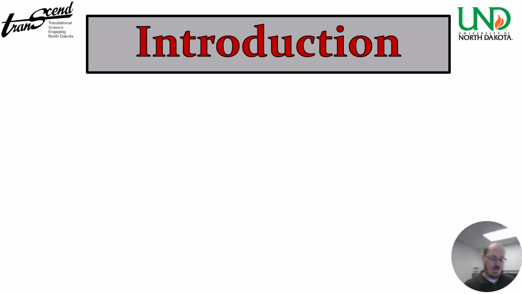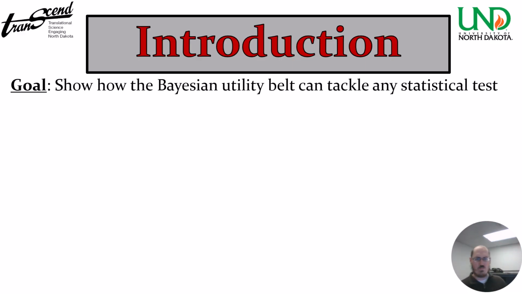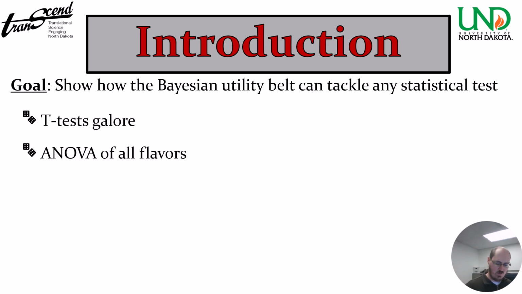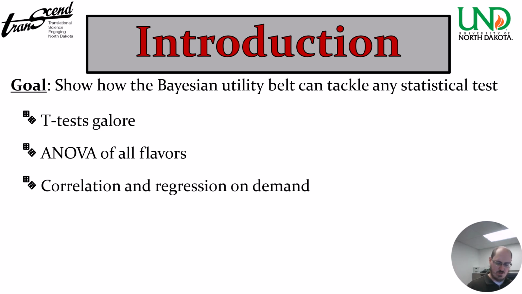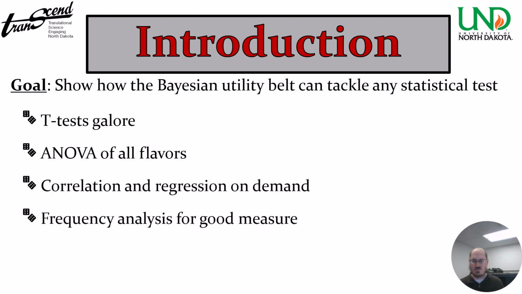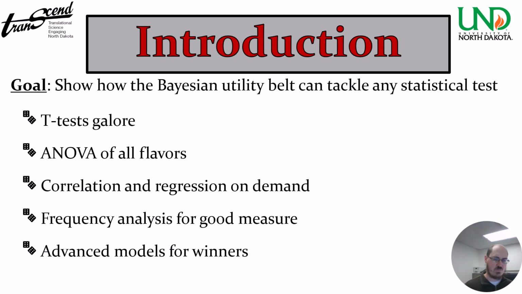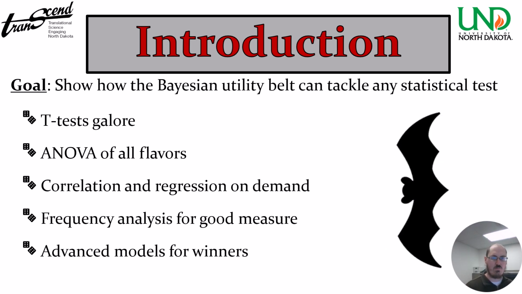The goal of this module is to show how the Bayesian utility belt can tackle any statistical test. We'll cover t-tests galore, ANOVA of all flavors, correlation and regression on demand, frequency analysis for good measure, and advanced models for winners. Let's get started with Bayes.